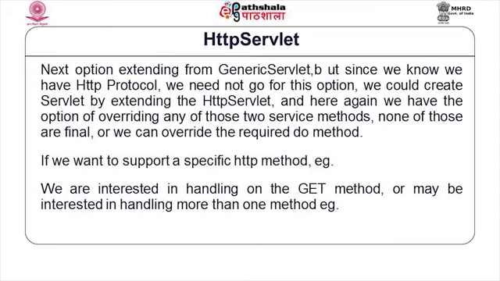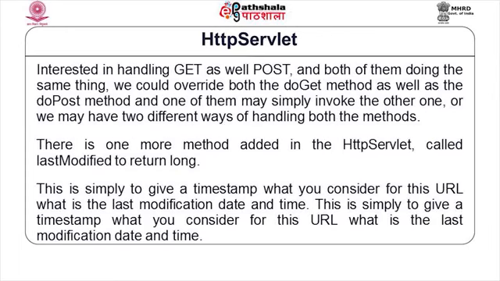None of those are final. Either you override those service methods, or you override the required do method. If you are only interested in handling the get method, or you may be interested in handling more than one method, maybe get as well as post, and both of them doing the same thing, you could override both the doGet method as well as the doPost method, and one of them may simply pass on to the other one, or you may have two different ways of handling both the methods. Fine. So, it is going to be convenient that way.